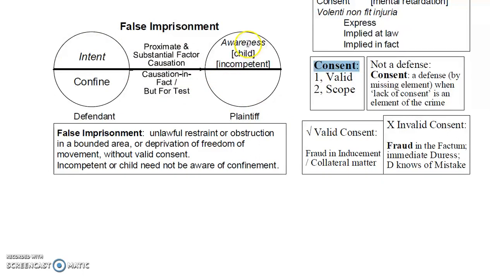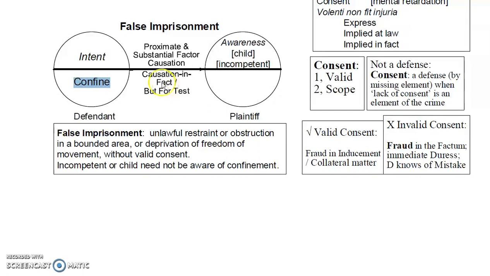So we have these important elements. We need to check whether Ben was aware of the confinement. The fact pattern tells us that he was aware, that he noticed that he could not open the door. That's enough for awareness. We notice that the defendant, Victor, did perform an act that did confine Ben. That is, he closed the door, slammed the door, and caused the lock to lock in such a way that Ben could not open the door.